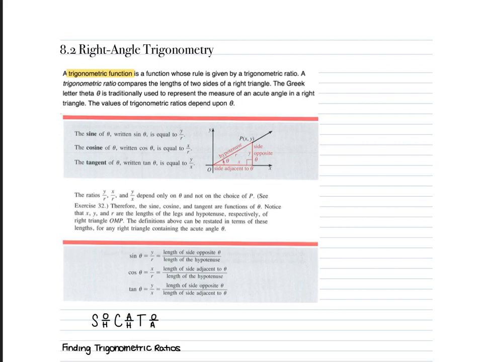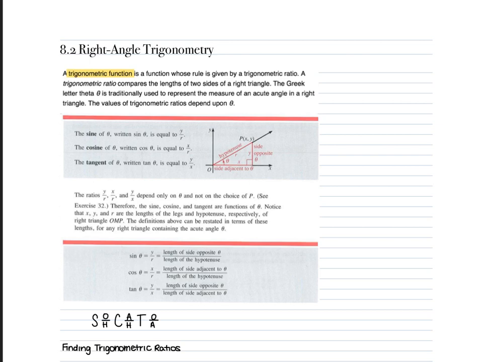8.2 right-angle trigonometry. With this right-angle trigonometry, we're working with trig functions, which means just sine, cosine, tangent, SOHCAHTOA. We've done this before in geometry, so this shouldn't be anything that's really, really new. So first thing that we want to look at is, what is sine?